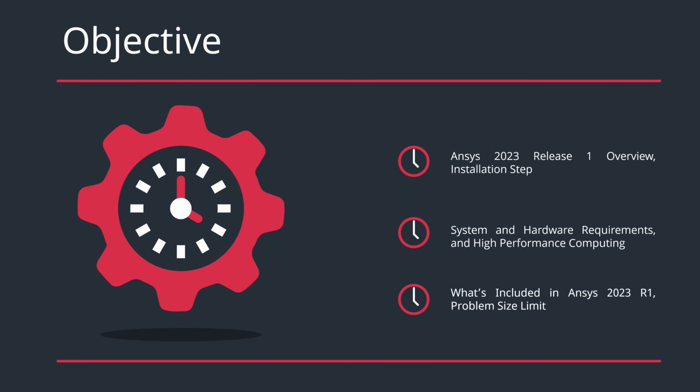So we are going to check what is available with Ansys 2023, the system requirements and HPC parallel licenses which will be available. At the same time, we'll see what is included in 2023, whether the files of the 2022 version open in 2023 or not. So this also we'll check at the end. In addition to that, we also check one of the files, whether the user interface is the same or different with the 2022 release 2 and release 1.